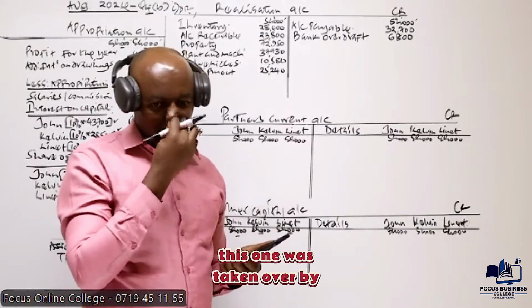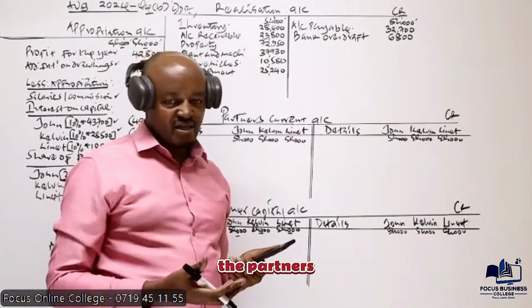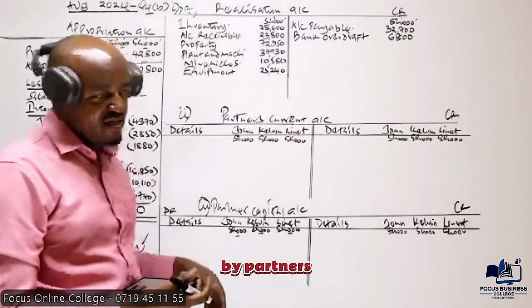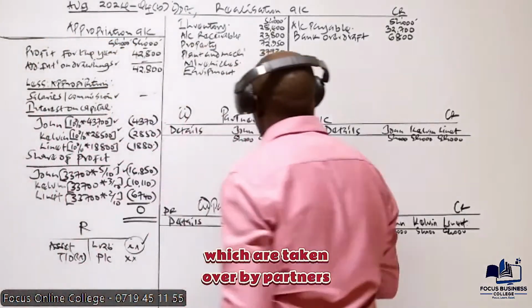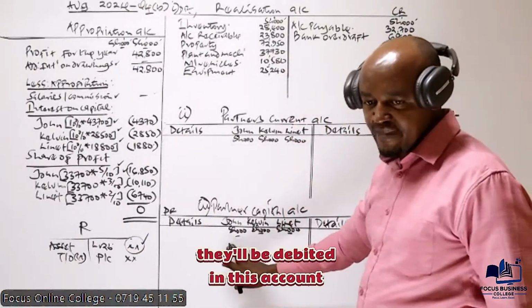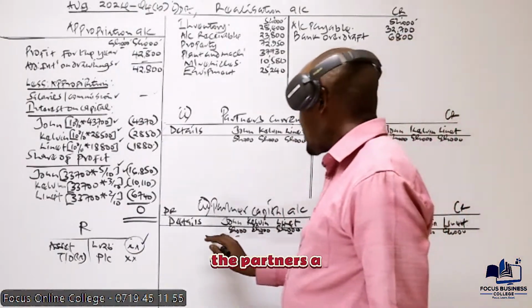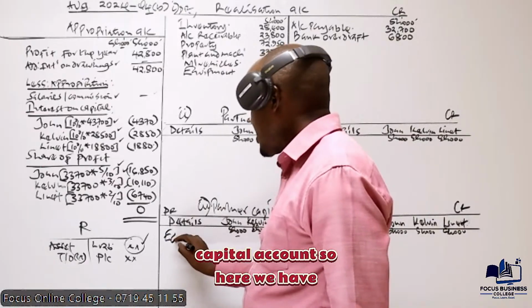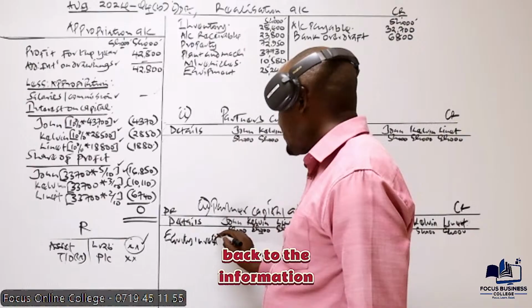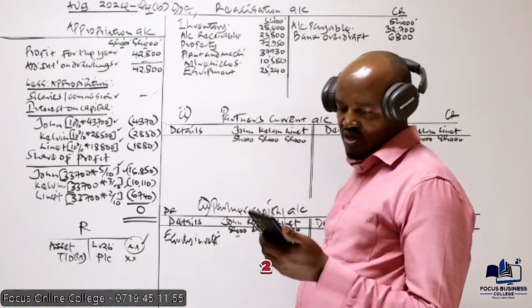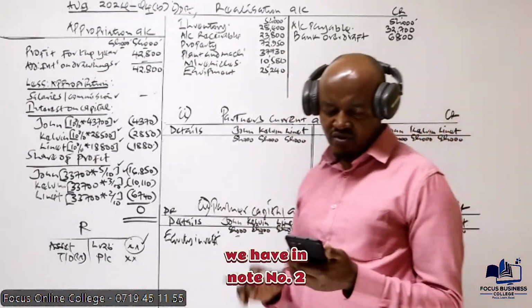Equity investment, this one, was taken over by the partners. So being an asset taken over by partners, are we supposed to debit that here? No. We have said those assets which are taken over by partners will be debited in the partners' capital account. So here we have equity investment, but basically we need to go back to the information which we have in note number 2. Can we go to the information we have in note number 2?